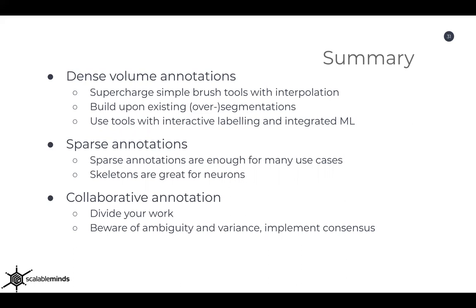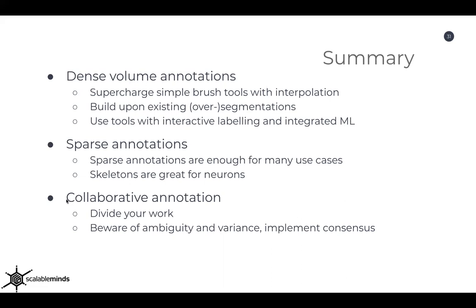And then there are also tools out there that integrate a machine learning system into the labeling tool, and you can use those to get some fairly good results in a short amount of time. But not always do you need densely annotated volumes. Sometimes you can get away with just sparse annotations. And if that's the case, then I would highly recommend going for that. For the particular case of neurons, skeletons are a great way. And for others, you can use other sorts of sparse annotations.